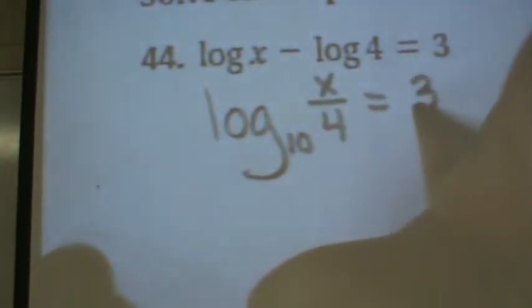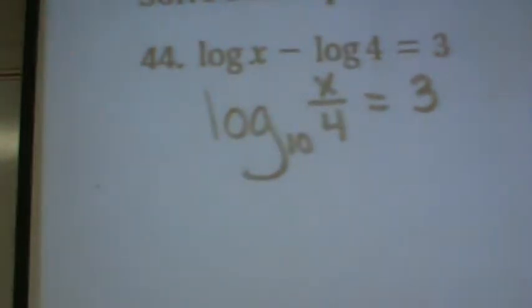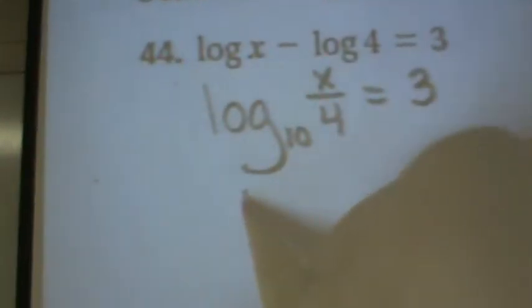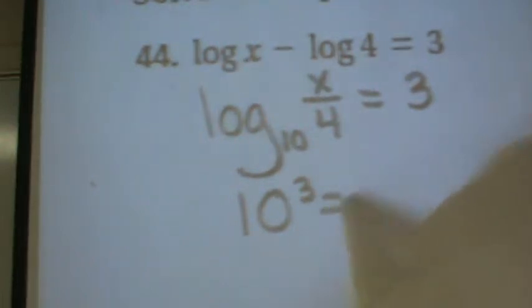Okay. Now we're going to rewrite this. How do you rewrite this? 10, what's the power? 10 to the third power equals x over 4.